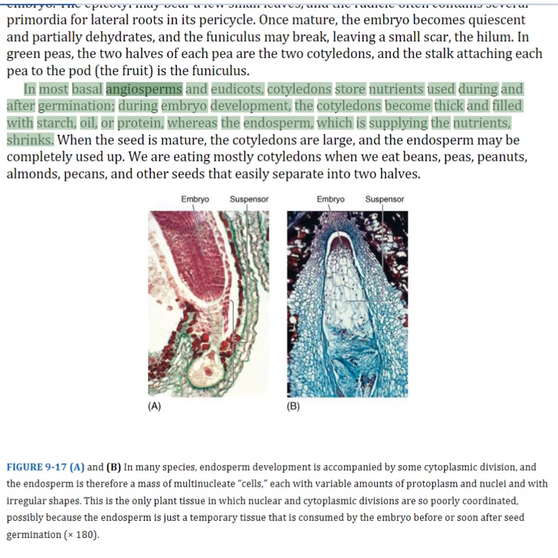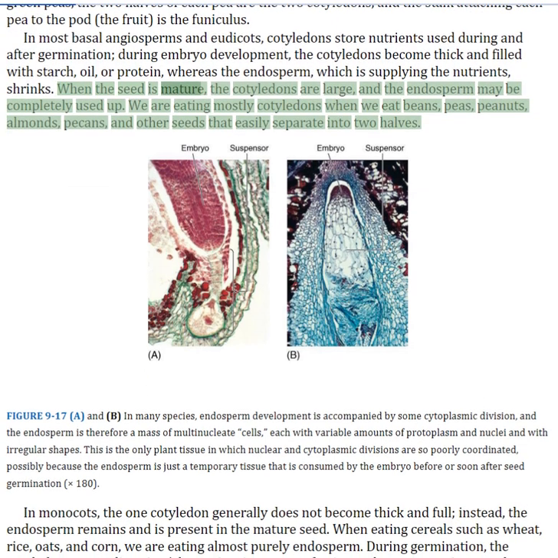In most basal angiosperms and eudicots, cotyledons store nutrients used during and after germination. During embryo development, the cotyledons become thick and filled with starch, oil, or protein, whereas the endosperm, which is supplying the nutrients, shrinks. When the seed is mature, the cotyledons are large, and the endosperm may be completely used up.